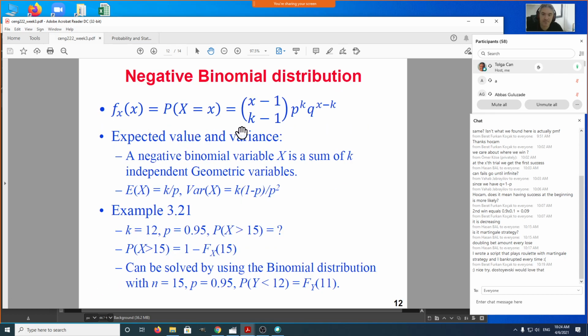In this case, the first k-1 successes could occur anywhere. Now we have the degree of freedom to put those first k-1 successes anywhere. But the kth success, the last success, is going to occur at the last trial. Since the last trial is going to be a success, the last trial is the xth trial when we are looking for this PMF.